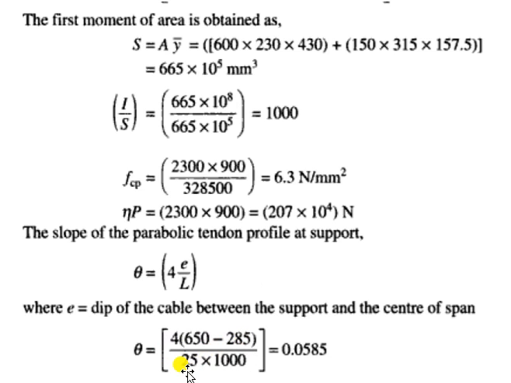So L is the span of the beam, and the span of the beam is given, it is 25 meters. So converting 25 meters into millimeters, it will be 25 into 10 to the power of 3. Therefore theta is equal to 0.0585.